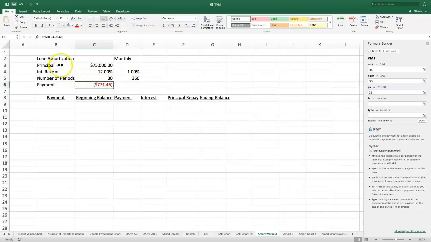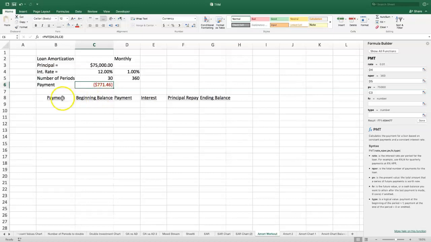And then we can calculate the payment using Excel's payment feature, where we'd look at blue, the D4, the 1% interest, D5, the number of periods, C3, the principal amount, to arrive at our payment of $771.46. And again, this is negative because it reflects the fact that we are making this payment. That's a cash flow away from us in exchange for borrowing, having the cash inflow of $75,000.